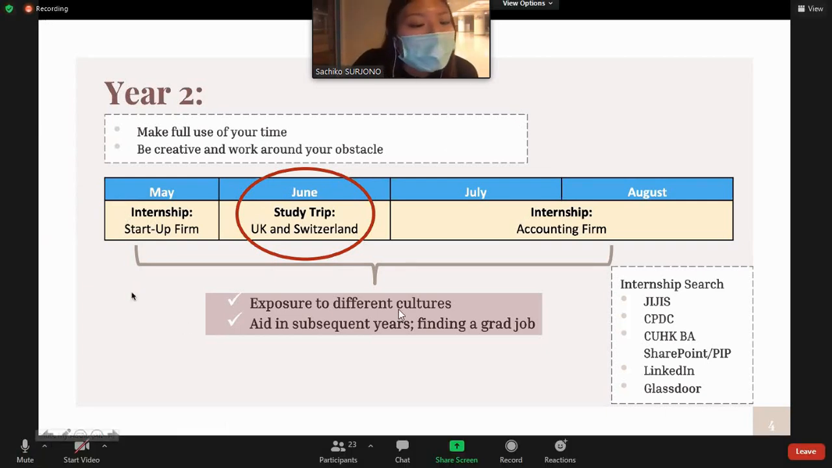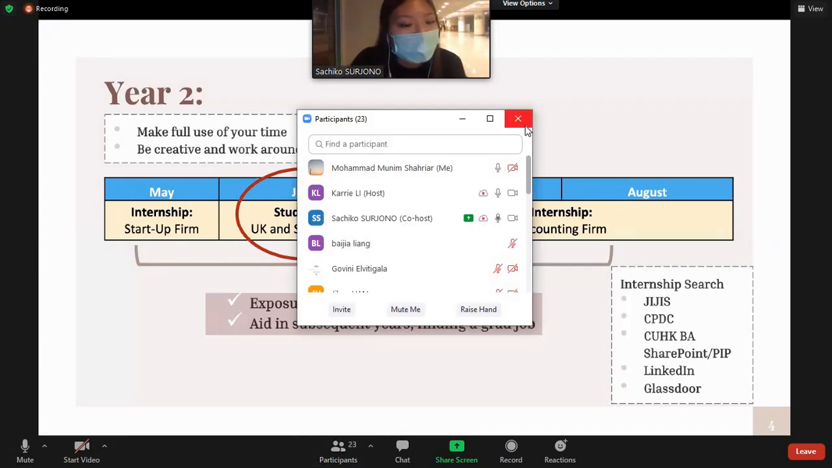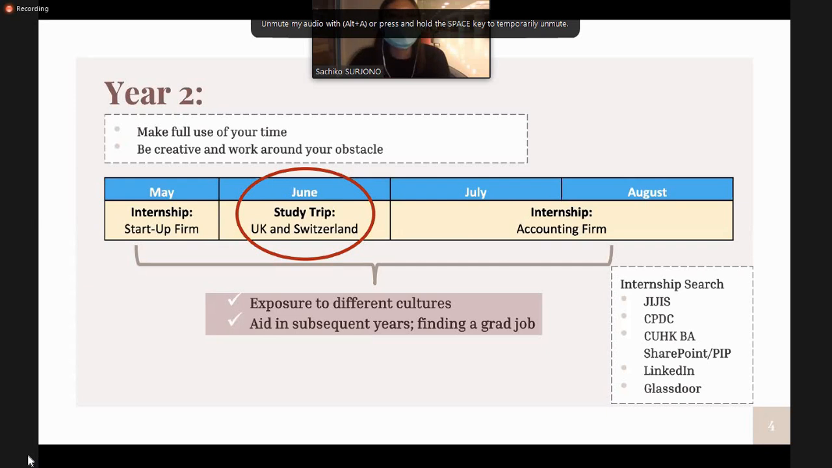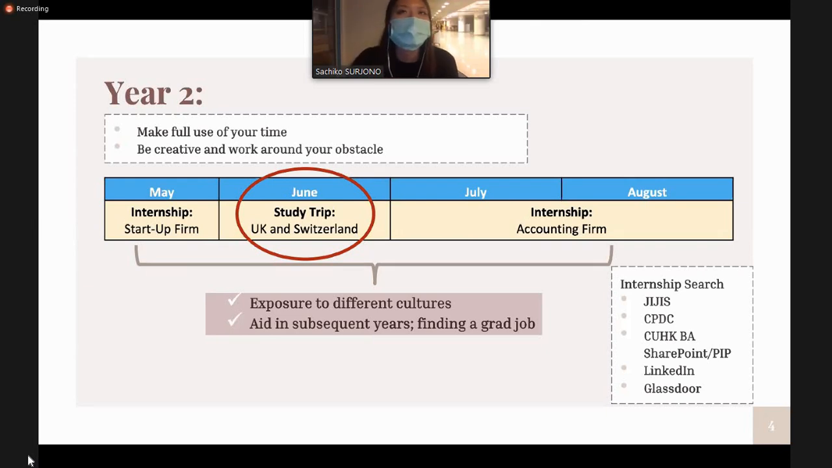So I have one more question. I have another question. I mean, you direct messaged me, so I won't say your name. But the question is, could you explain more about the study trip to the UK and Switzerland? What do you have to do? Okay. So I think it's Suzuki, right? UK and Switzerland. I should have mentioned something about this, but I forgot.